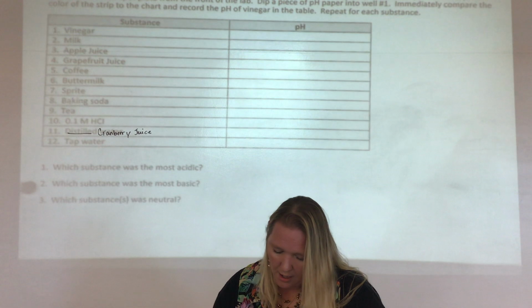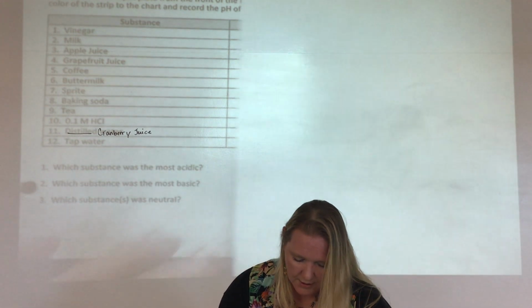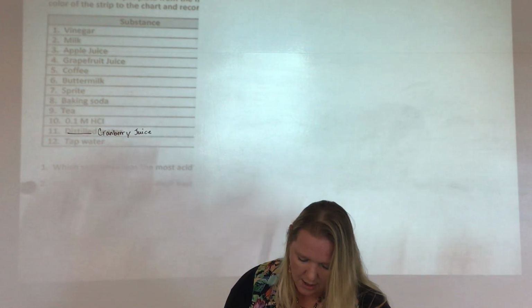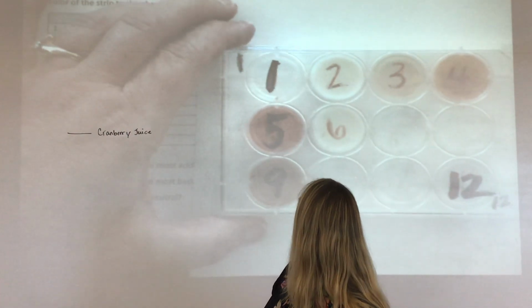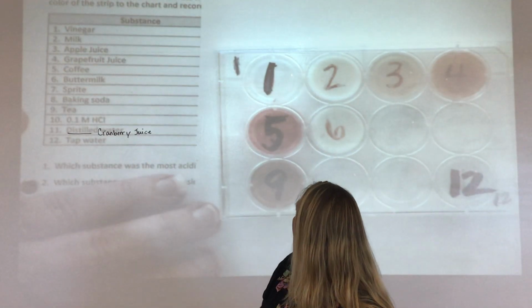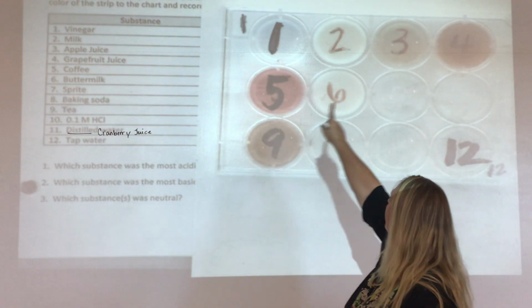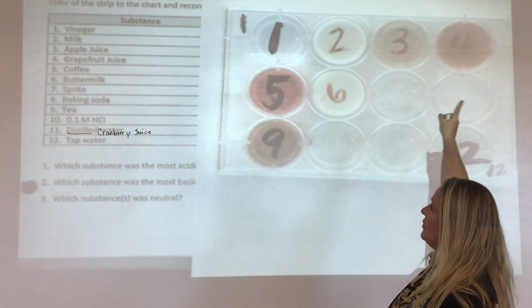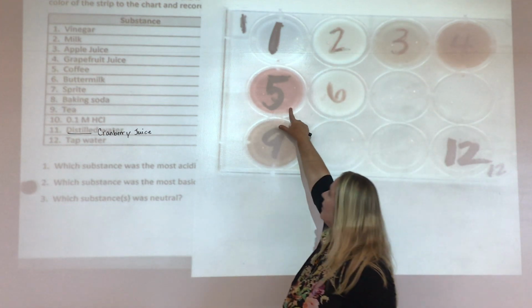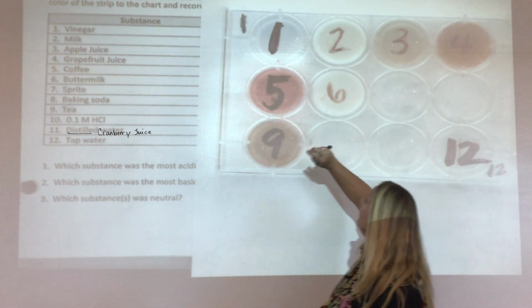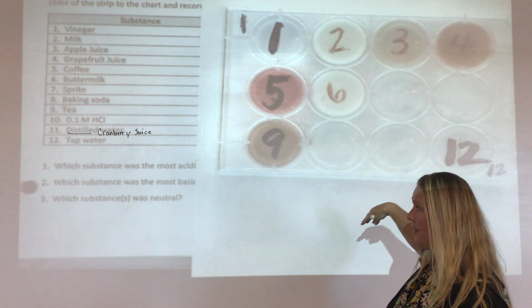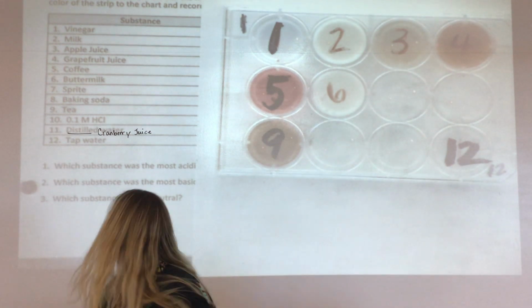Okay, all right, so what we're gonna do is test the pH of these compounds. In well number 1, we have vinegar, and then milk, and then apple juice, grape juice, cranberry juice, buttermilk, etc., all the way through.